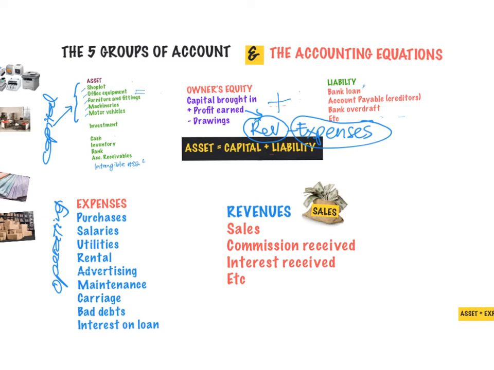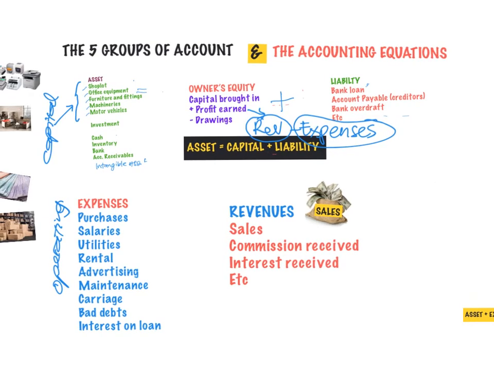Okay, so now when we have revenues minus the expenses here, then you will get either profit or you will get a loss. If your revenue is more than your expenses, then you will get the profit. But if your revenue is less than your expenses, then you will get a loss. Okay? So now we can see that profit earned here is dependent on revenue and expenses.